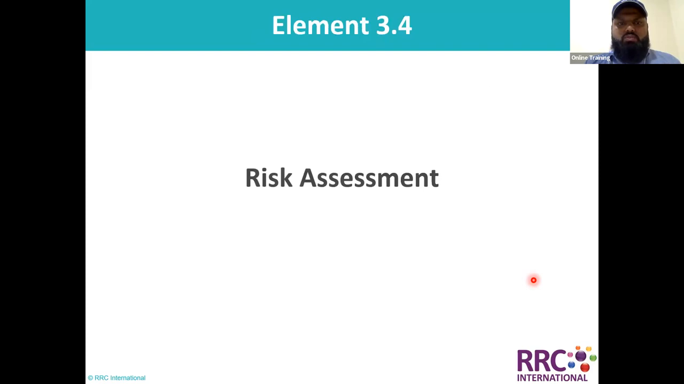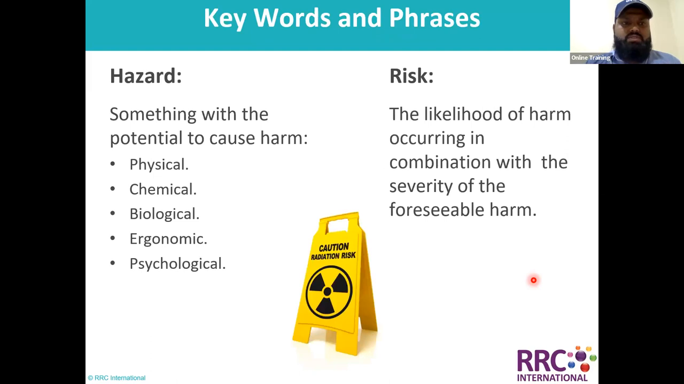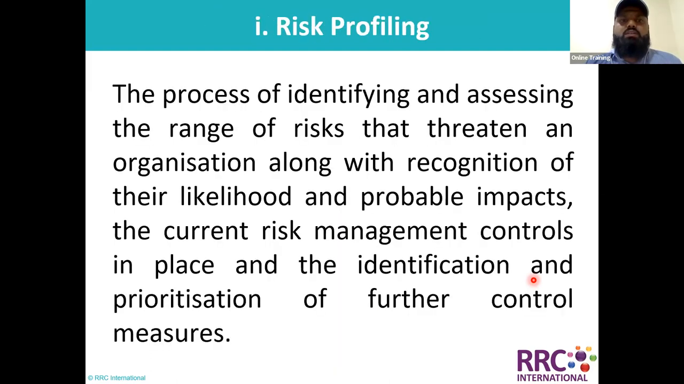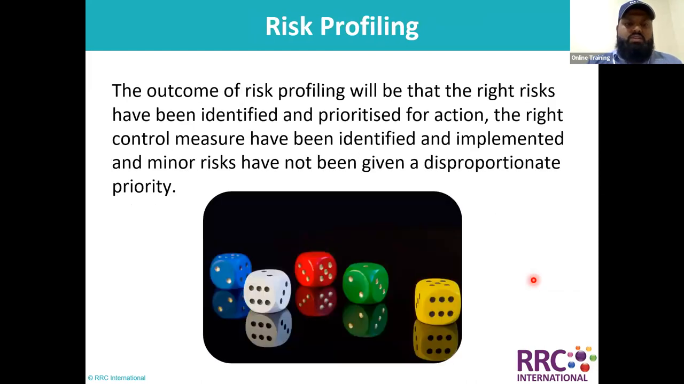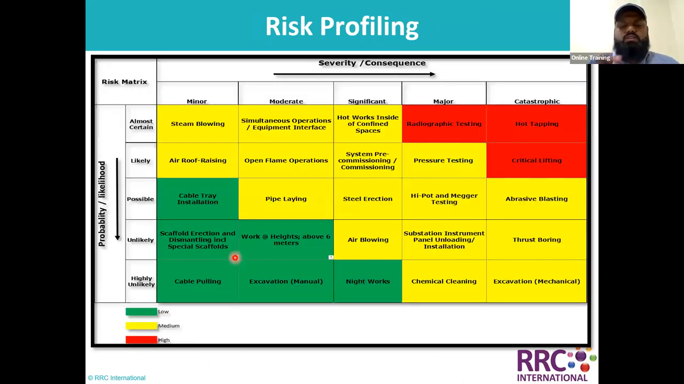Then we moved to our module four, where we discussed the risk assessment. In the risk assessment, we discussed the basic definition of hazards and risk. Then we moved to the risk profiling. In the risk profiling, we learned that in an organization we have different kinds of risks, and different kinds of activities carry different kinds of risks. So we made a register, or gave a profile value to all of our risks: what are the low risk values, what are the high risk values, what are the medium risk values. In this way, we gave a profile to all of our risks.